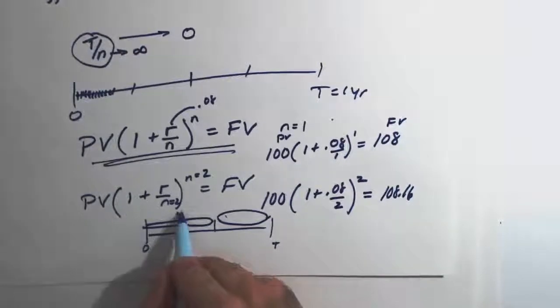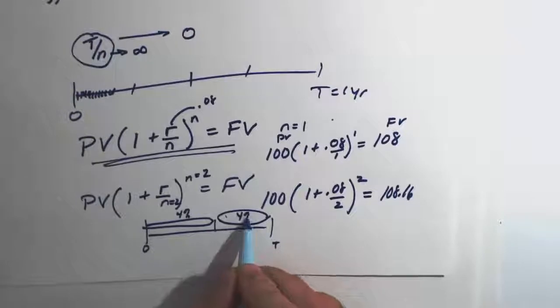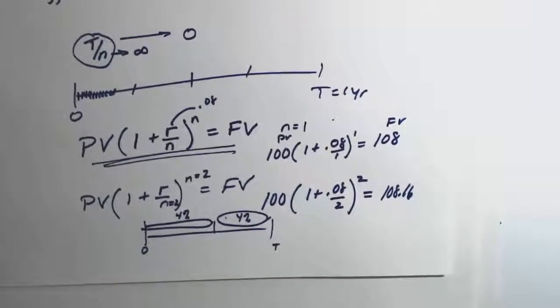In other words, you're earning 4% here, and then you earn another 4% on the 4%. And that only accounts for 16 cents. So that's a small jump. Now, if you wanted to go annual, annual wouldn't be too bad.